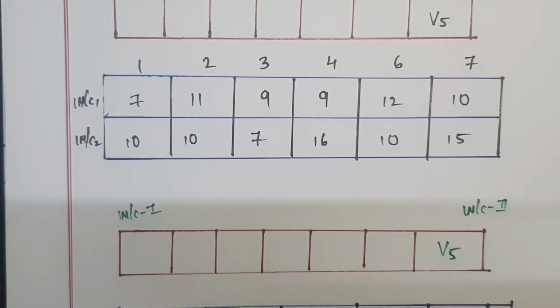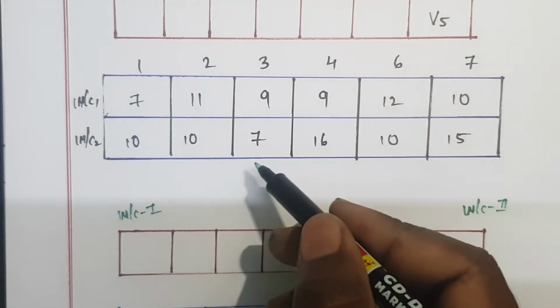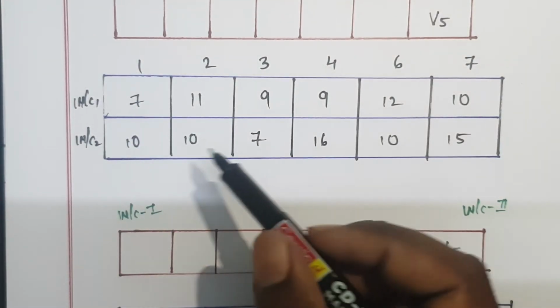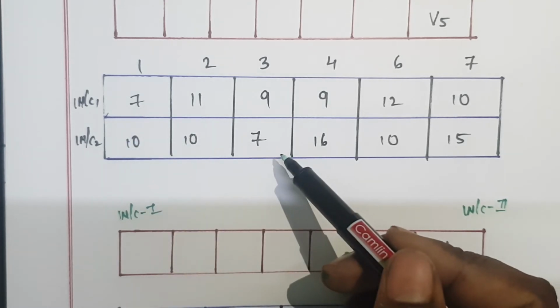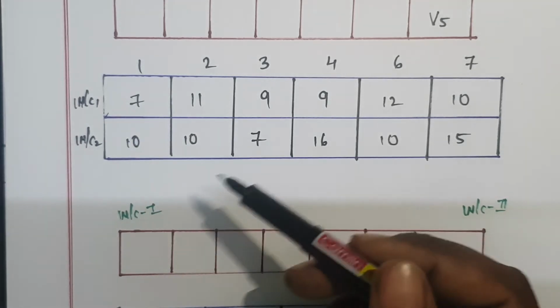How much you got? V5. After that again you have to select for the least number. Which one is the least number? The previous one is 6, okay, now here 7 is there, 7 is lying here as well as here, in machine 1 and machine 2, 7 is lying. So, you can select any one, no need to calculate.